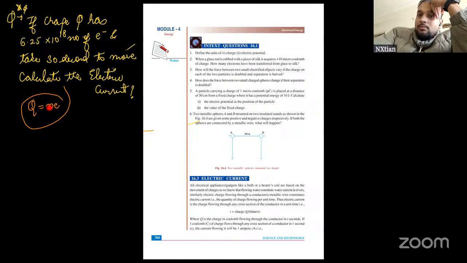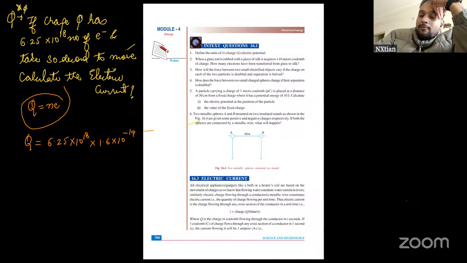So Q is equal to N, which is 6.25 × 10^18, times 1.6 × 10^-19. Understood, guys? What I did?